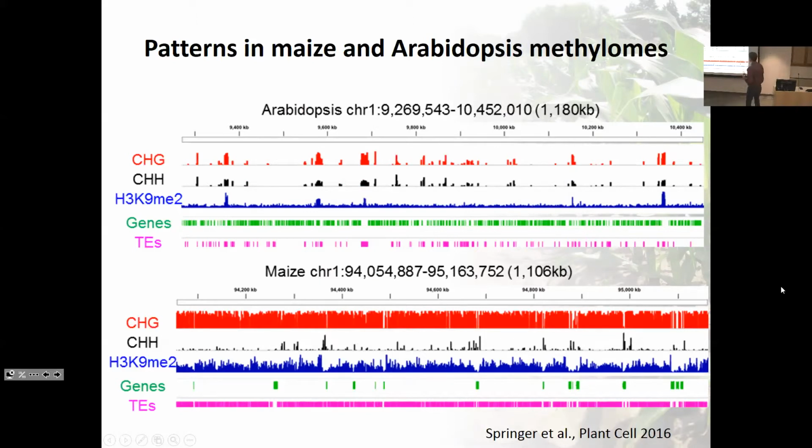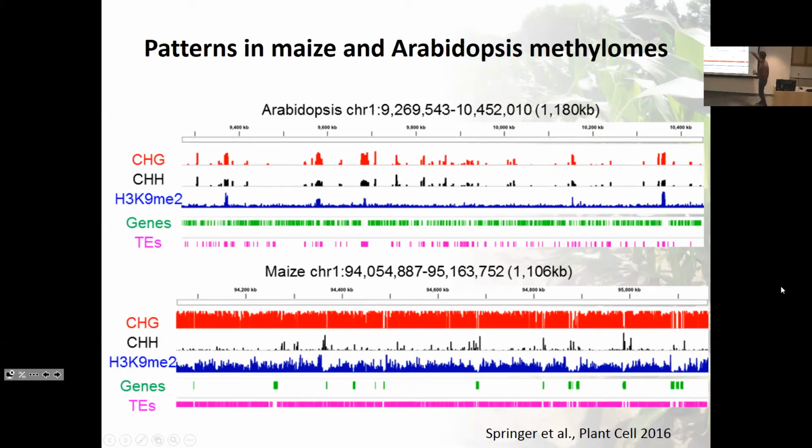So here I'm showing you about a megabase of the Arabidopsis genome or the maize genome. And I'm just showing you two types of methylation, CHG and CHH, as well as a histone modification, H3K9. So first of all, you'll see that Arabidopsis has much higher gene density. There are TEs, but in maize, the TE density is much higher.